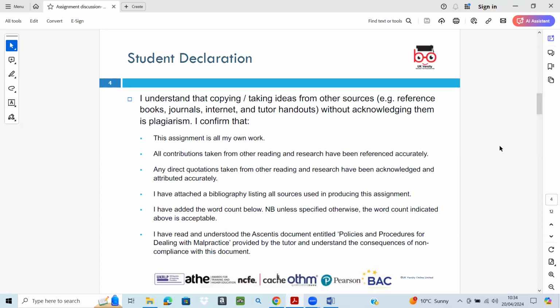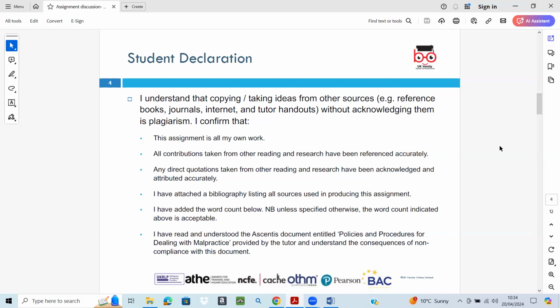And when we are using direct quotations, we will cite the source right after the quote. We also use inverted commas. By using quotation marks and citing the source right after the quote, we also need to include the page number if it's from a printed source.